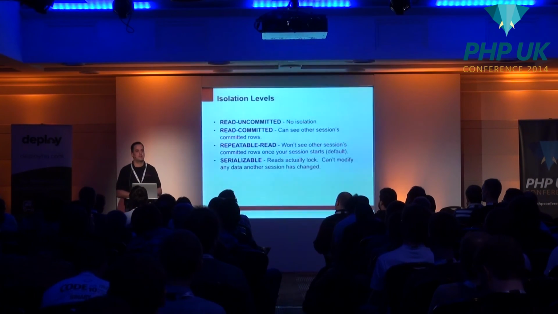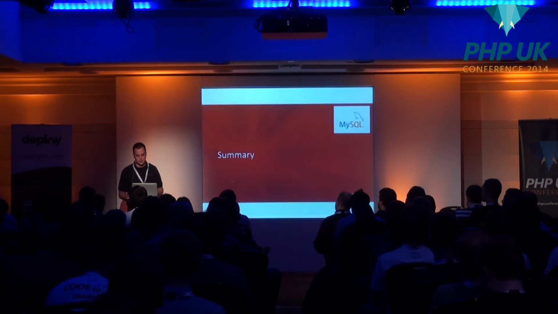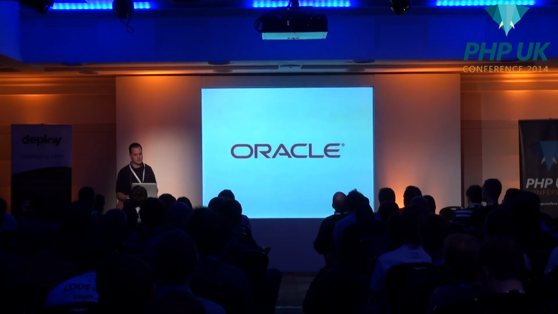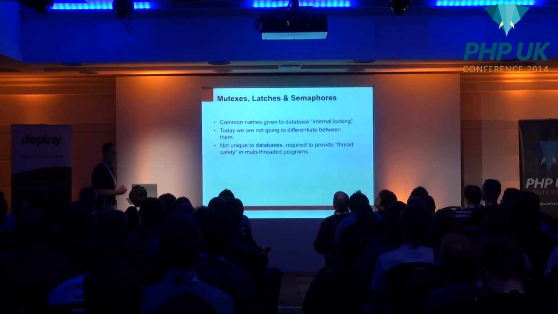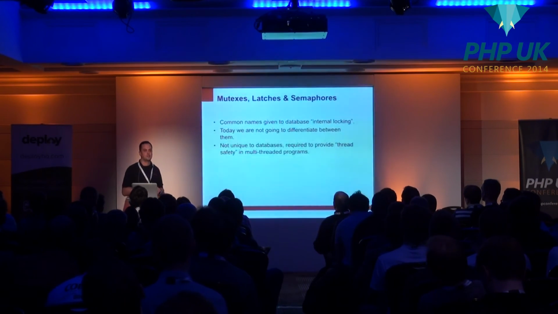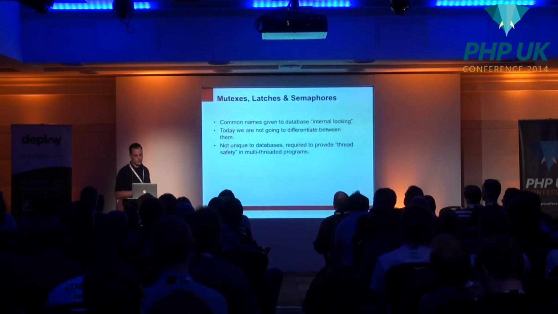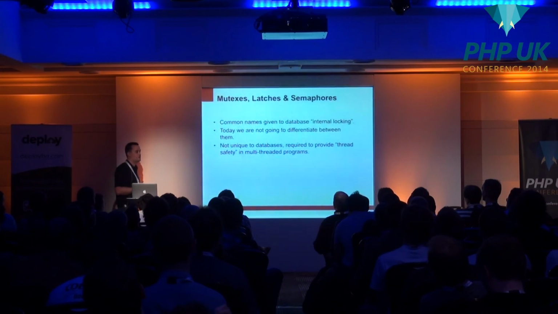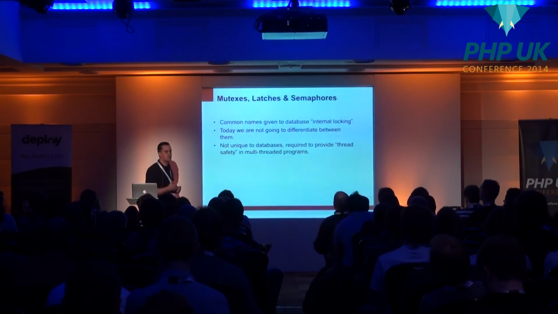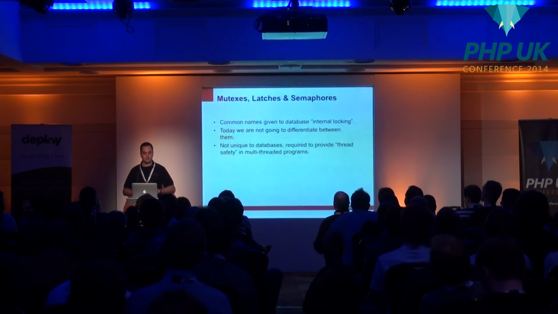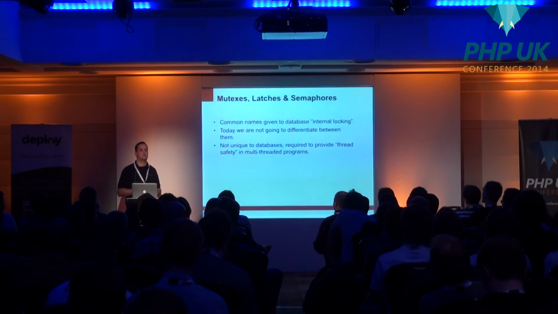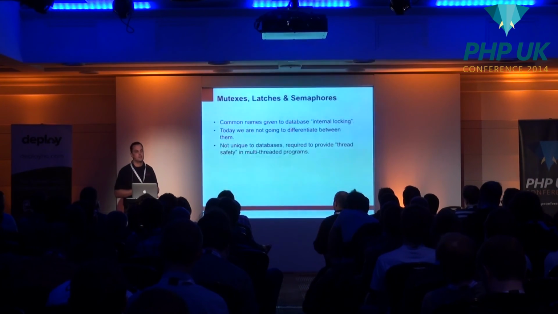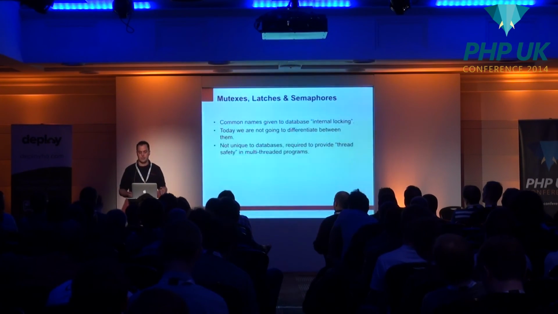Okay. So my last couple of slides were to say that there was one last type of locking that I omitted: mutexes, latches, and semaphores. We're going to call them internal locking. It's not unique to databases, but when you write a multi-threaded program, it has to protect against some unsafe situations that are not related to rows. They're just related to some operations.